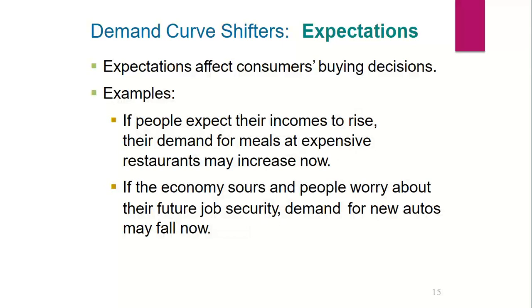So these are all based on expectations. If people expect that their income is going to rise, their demand for meals at expensive restaurants may increase now, expecting that in future their income will rise. So this is another demand curve shifter that is known as expectations.